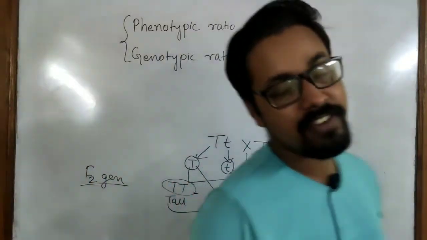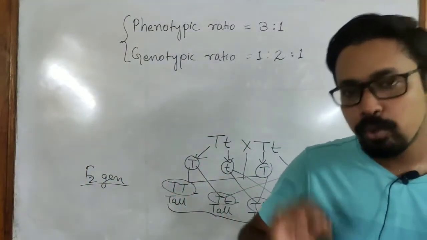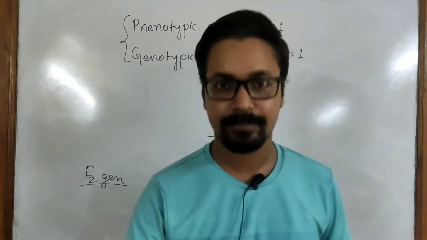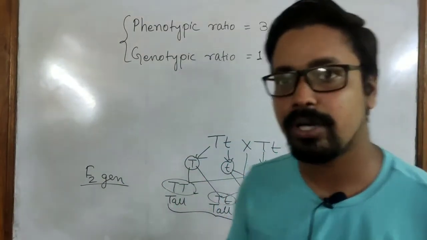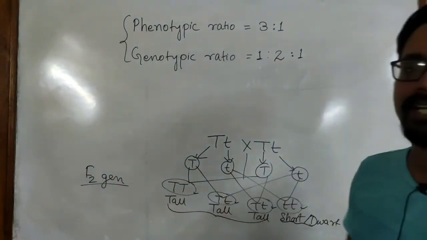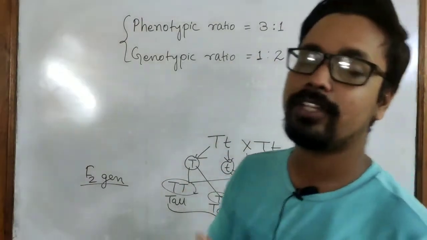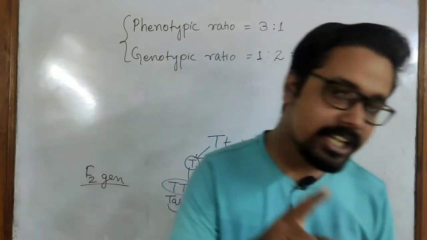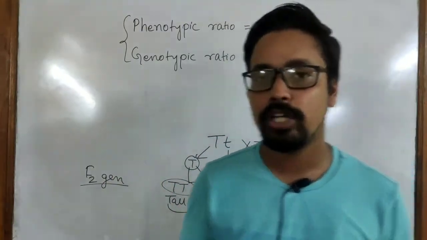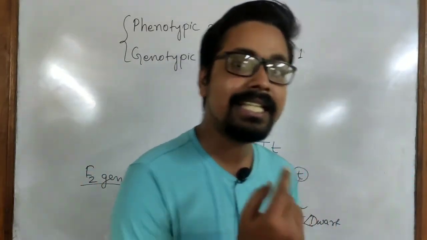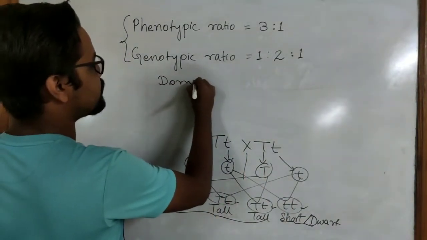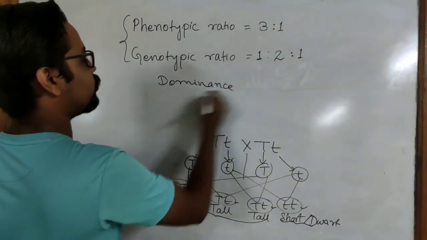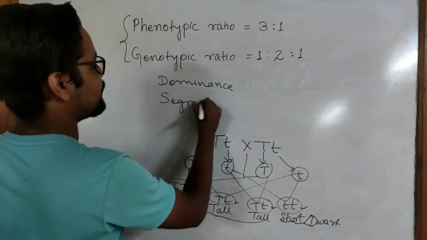And Mendel got to know what is actually happening inside the plant, and how the different characters are expressed. He could understand this through this experiment, and he got the idea of the law of dominance. In addition to that, there was another law that he could define from this, the law of segregation. So we have studied the law of dominance. The second law that I can talk about is the law of segregation.